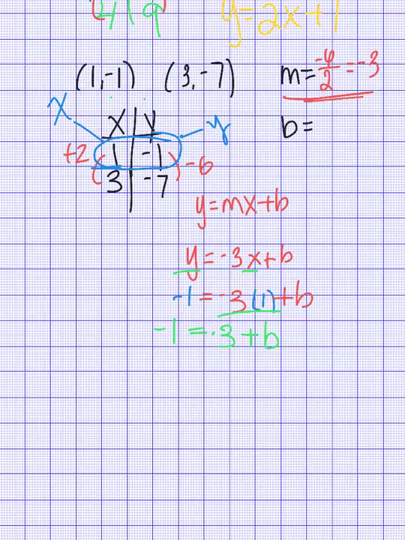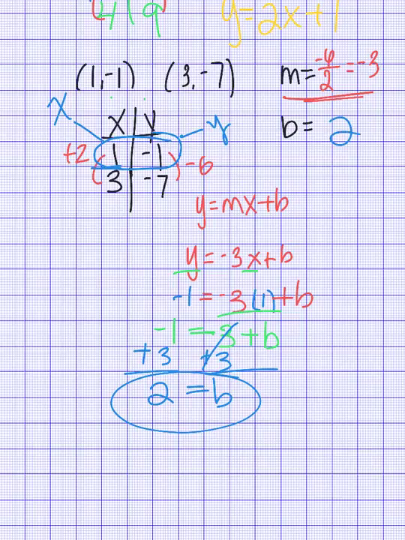Now to solve this, we do inverse operation. So I want to get b by itself. That's a -3, so I'm going to add 3. Whatever you do to one side, you do to the other. And then I get 2 equals, this cancels, b. So we found our y-intercept. So we have a slope of -3, a y-intercept of 2. My final answer for my equation is y equals -3x plus, whoops, not plus b, plus 2.